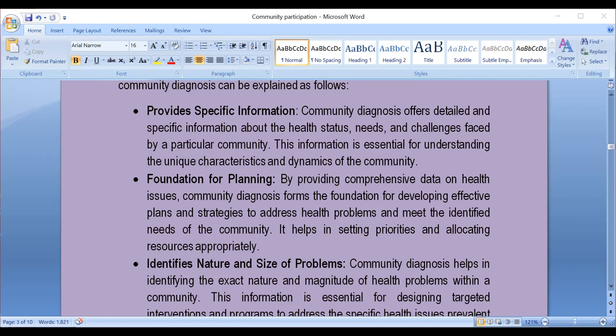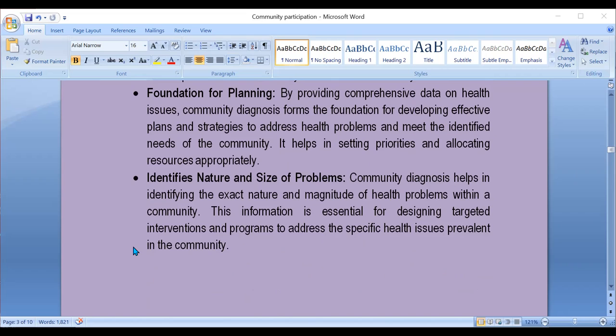It provides a foundation for planning by providing comprehensive data on health issues. Community diagnosis forms the foundation for developing effective plans and strategies to address the problem and meet the identified needs of the community. It will help you to prioritize and allocate your resources appropriately. Because you have lots of information about the community, it will help you to prioritize. Now, this is the problem that is most pressing that we should solve. And look at who will do it. Look at where we're going to do it. So it gives the foundation for planning.